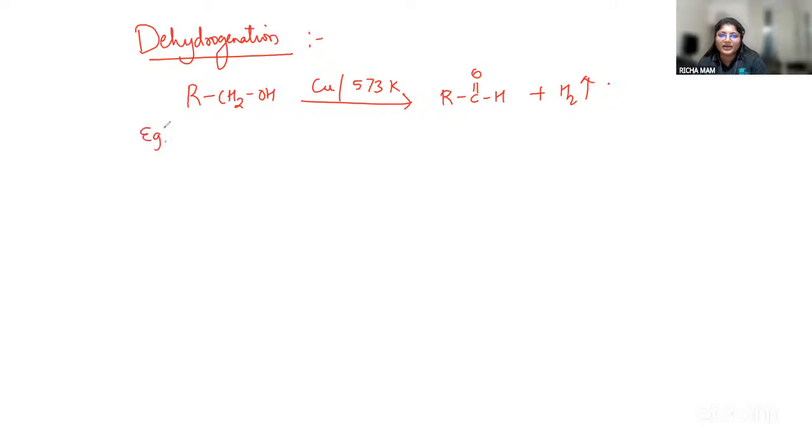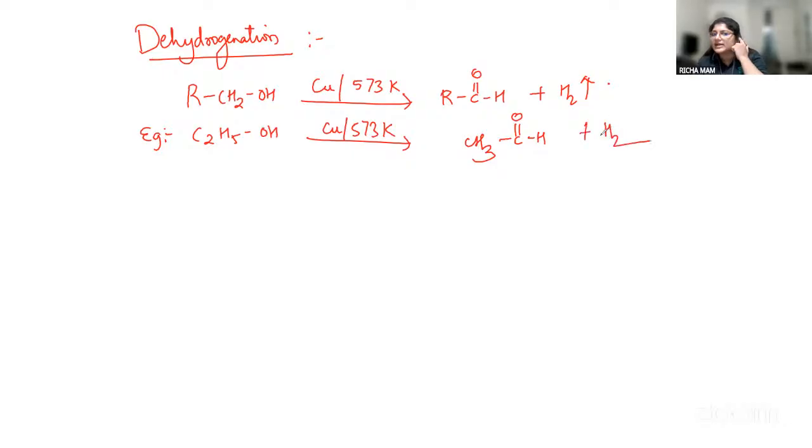So I can write the answer for this. I have taken ethyl alcohol in the presence of copper at 573 Kelvin. What am I going to get? I am going to get acetaldehyde plus H2. The hydrogen molecule will escape out. So this is with respect to primary alcohol.